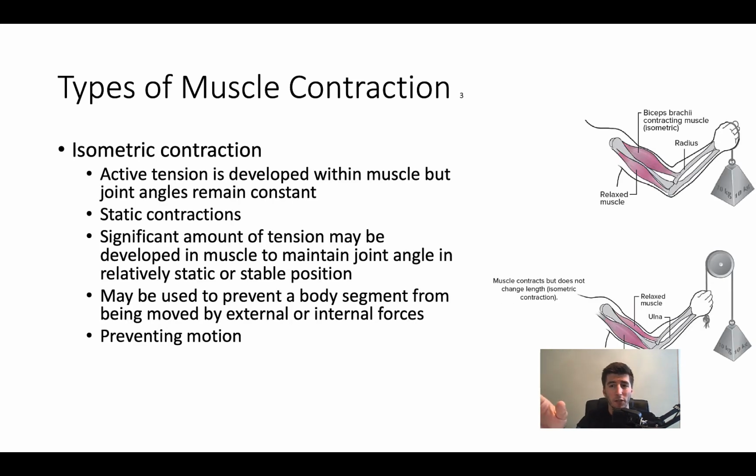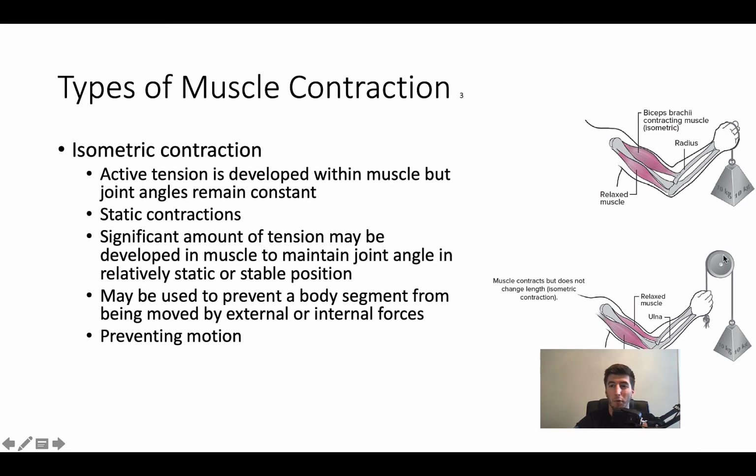Isometric contractions are when the amount of tension developed is equal to the force that's being applied. So it means that the active tension is developed, but the muscle does not change length, or the joint angles do not change. As you can see over here, you've actually got a force being applied, but there's no net movement. We're actually holding this joint angle at one position.